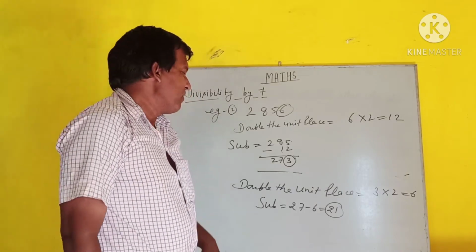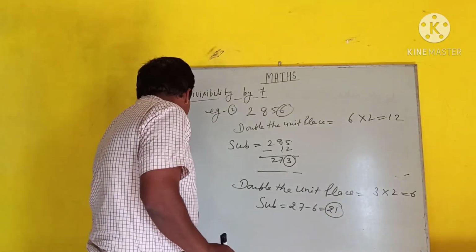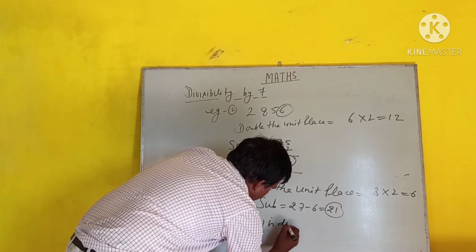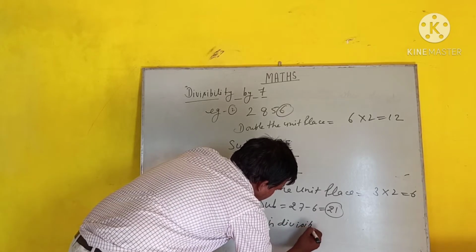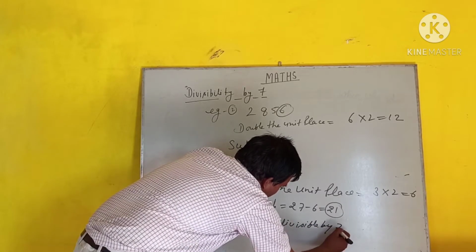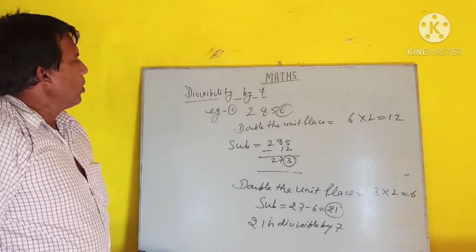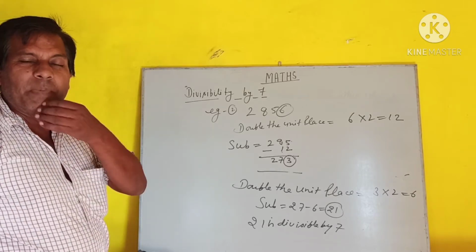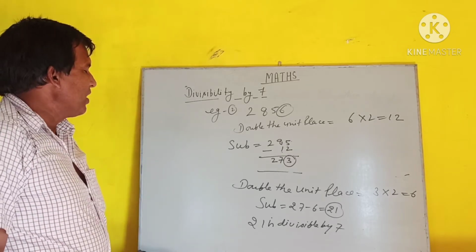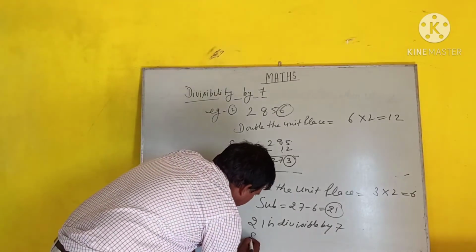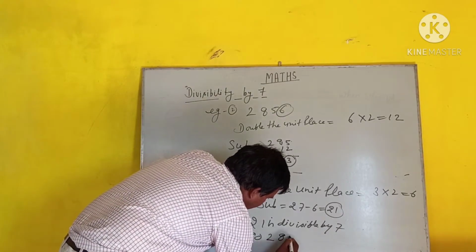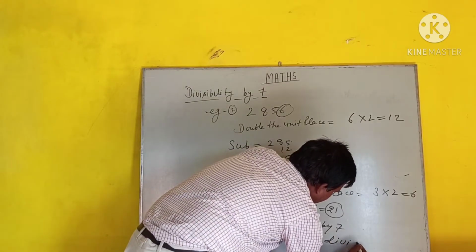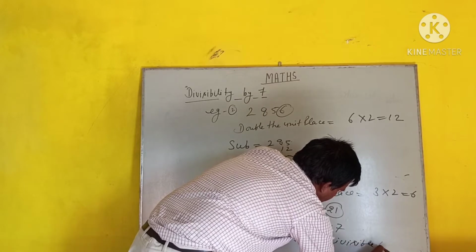21 is divisible by 7. Here you write 21 is divisible by 7. So 2856 is divisible by 7.